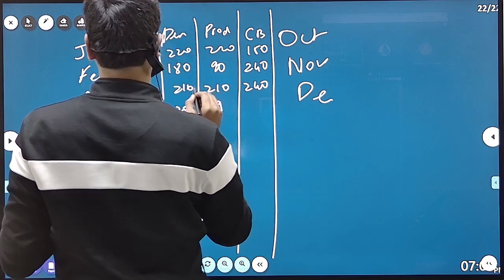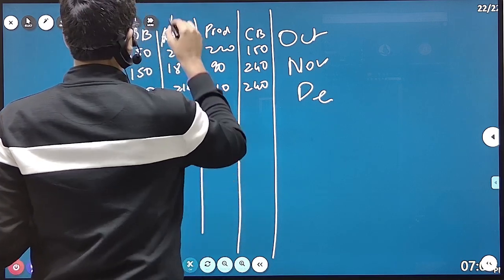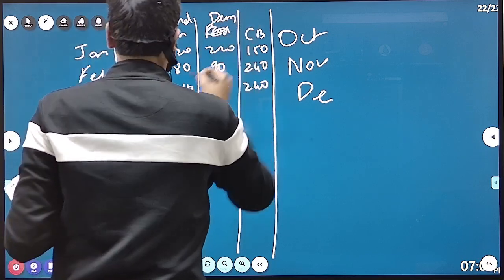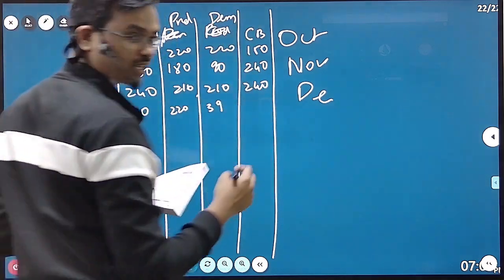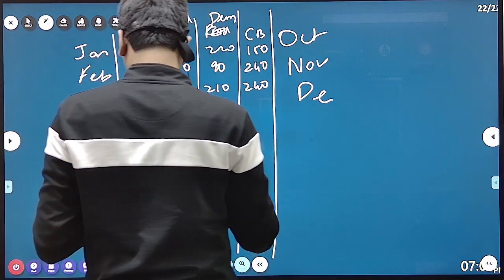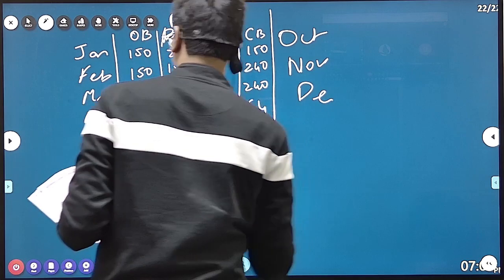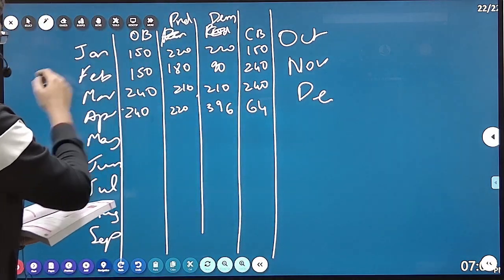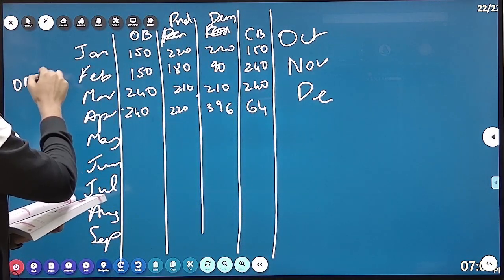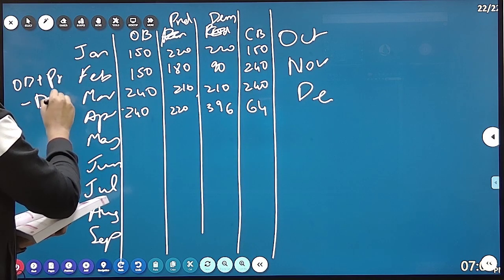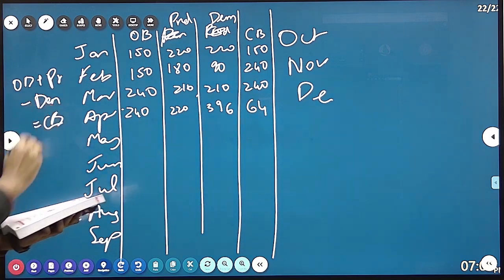Did I just reverse? Okay, let us keep this as produced. This is demand. Because we'll have to plus and then minus, right? 396 and 64. So you're understanding, right? Opening balance plus production minus demand equal to closing balance.